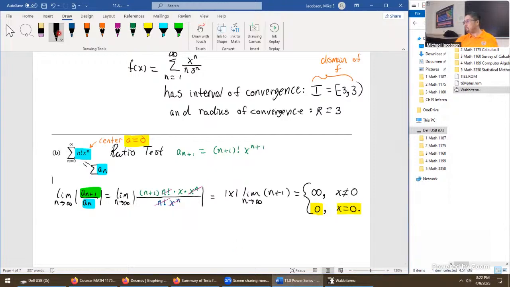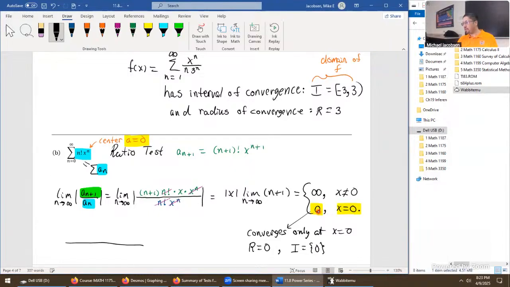But here's what we can say. If x equals 0, the limit is 0, and this is convergence. So it converges only at x is 0. And a foregone conclusion now is that radius of convergence is length 0. That's because the interval of convergence is 0 again, just the center.